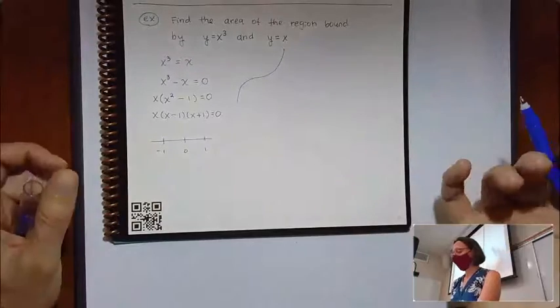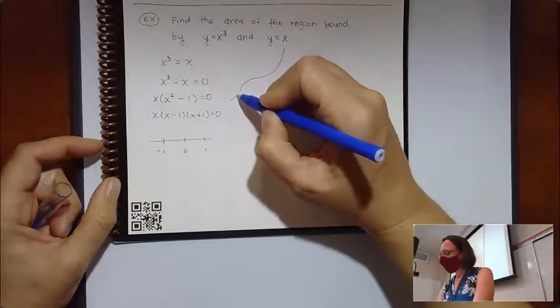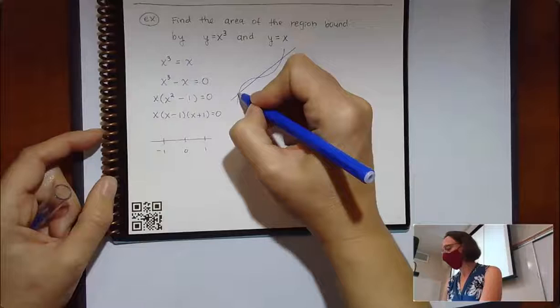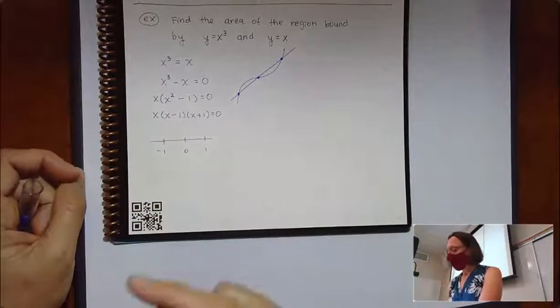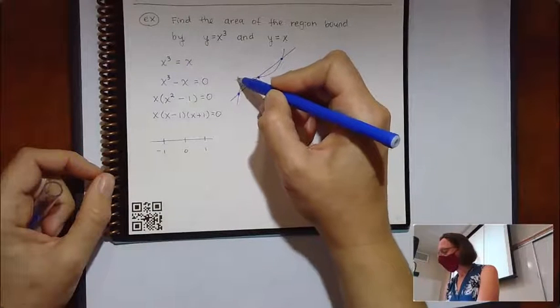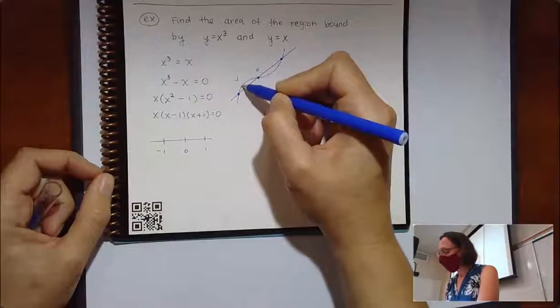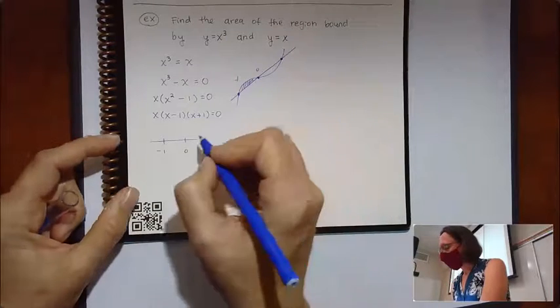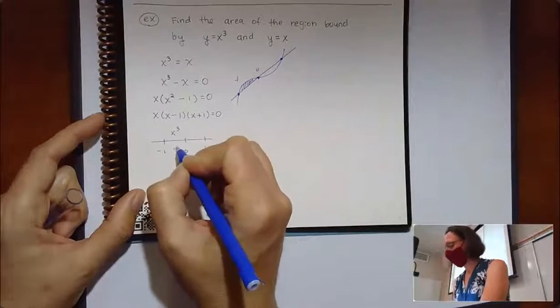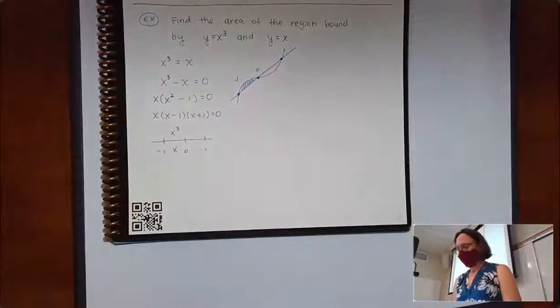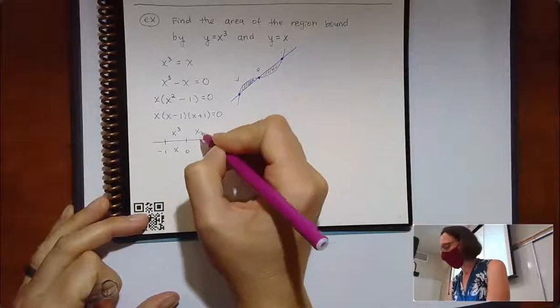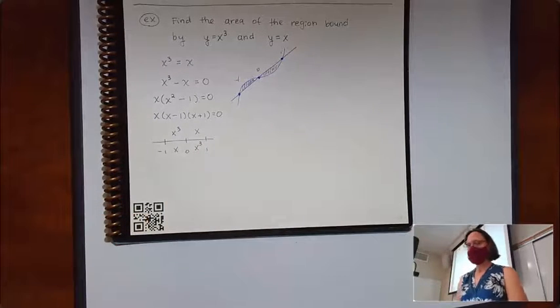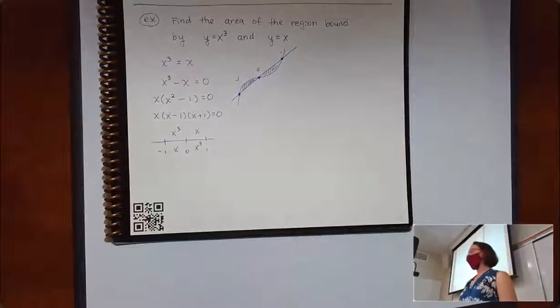So if these are going to intersect 3 times, that line has to do something like this so that they intersect 3 times. So in this region between -1 and 0, the cubic is on top. We've got an x cubed on top and the x is on the bottom. But over here, between 0 and 1, the line is on the top and the x cubed is on the bottom. Which means that when we go to write this as an integral, we have two separate pieces.